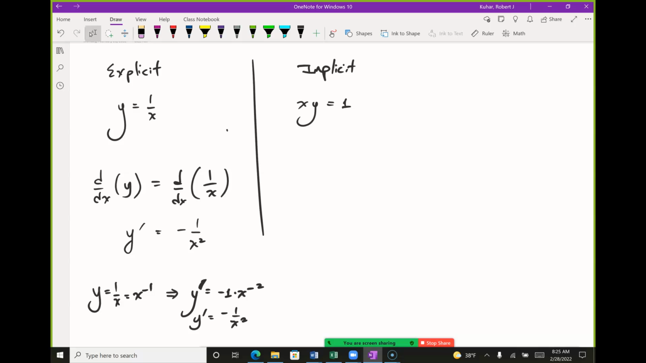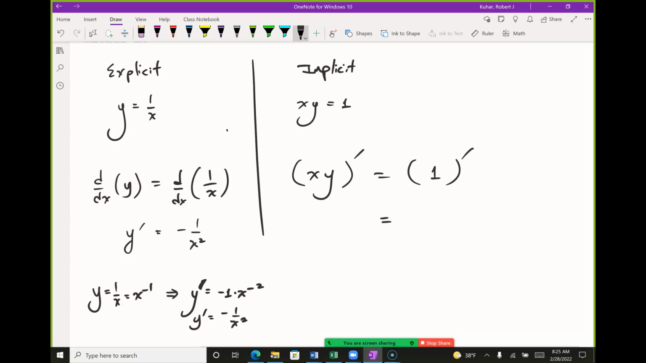Sometimes I can write a function that's written implicitly, explicitly. And if I can do that, it's easier to do the derivative. But if I can't, I have no choice. I have to do implicit differentiation. So I'm going to take the derivative of the left-hand side, and that should equal the derivative of the right-hand side.